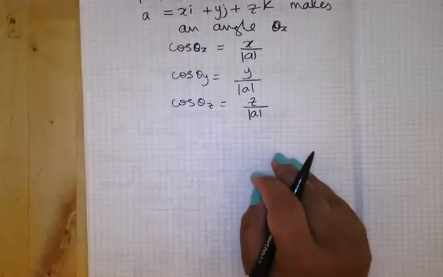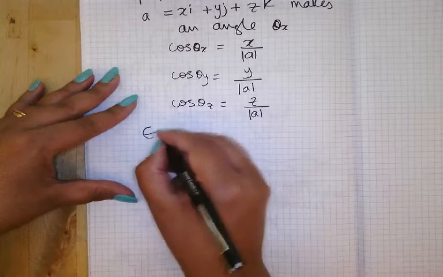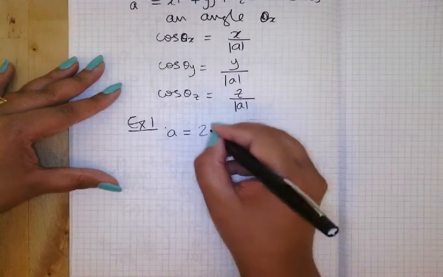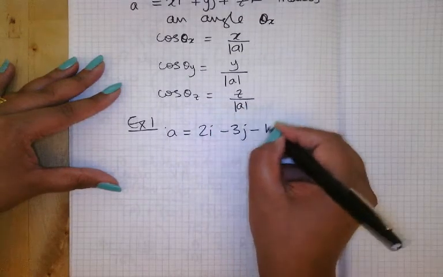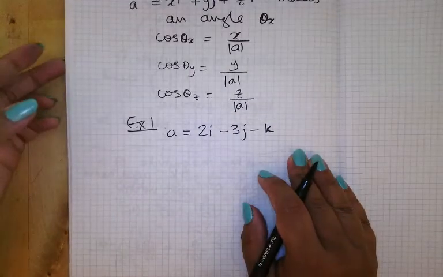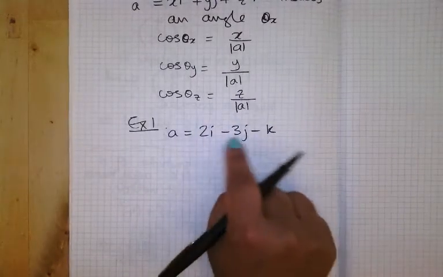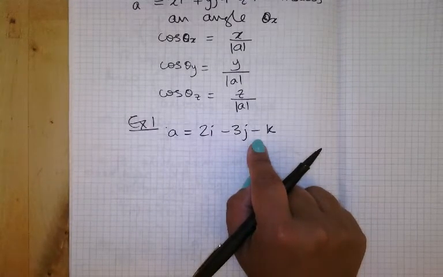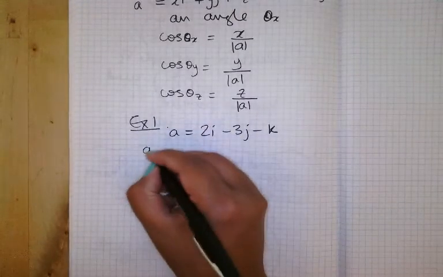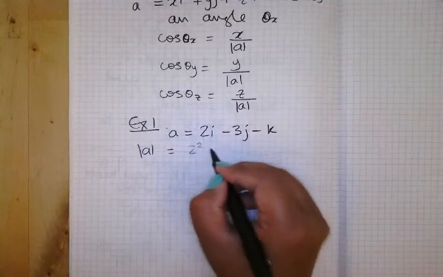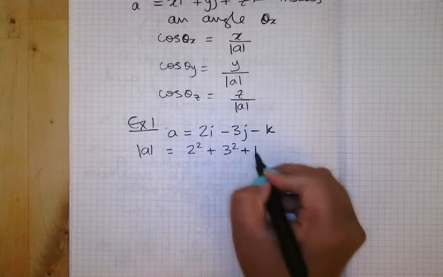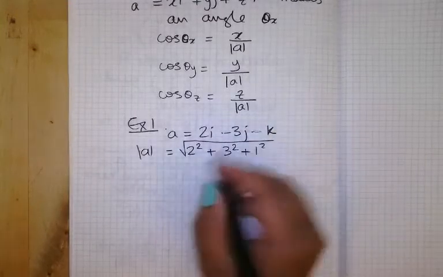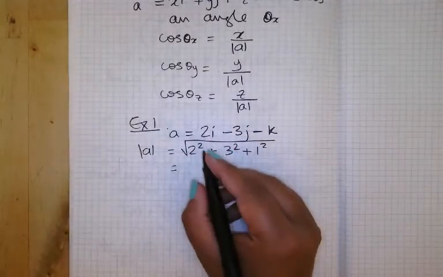Okay, so for an example, if A is 2i minus 3j minus k, it says find the angles that 2i minus 3j minus k makes with each of the axes to one decimal place. So first things first, find the magnitude of A. That's just 2 squared plus 3 squared plus 1 squared, square root. Obviously it doesn't matter that they are negative, because when I square them they'll just become positive. And the magnitude is root 14.